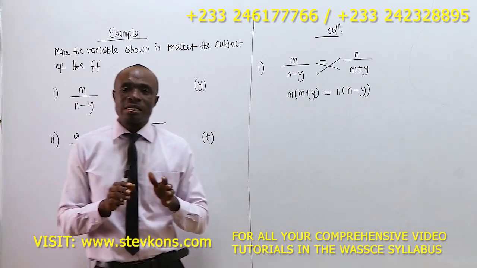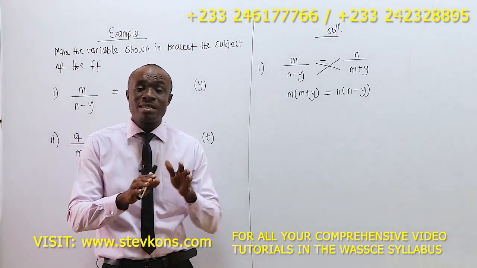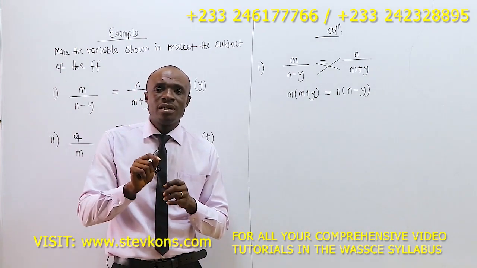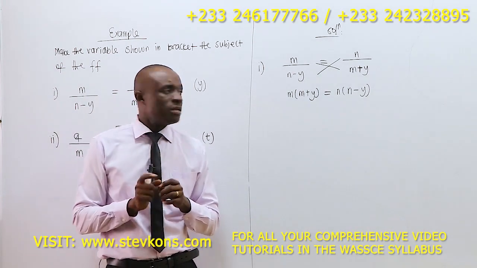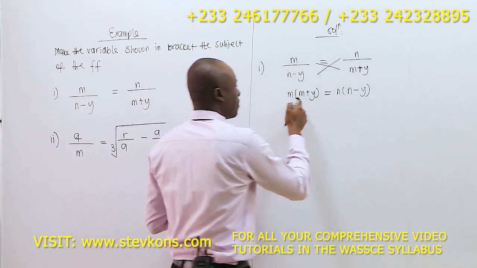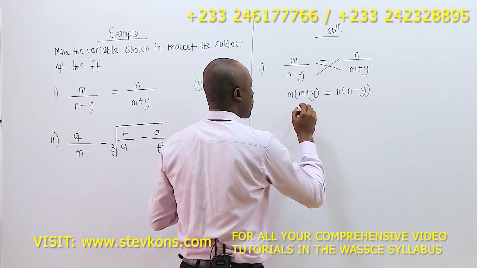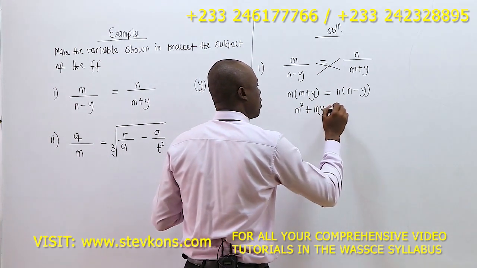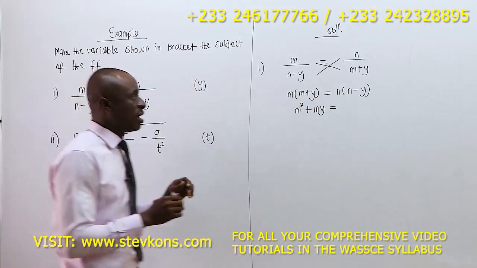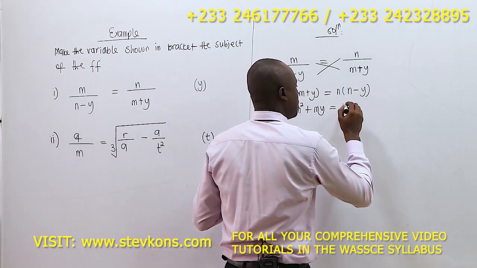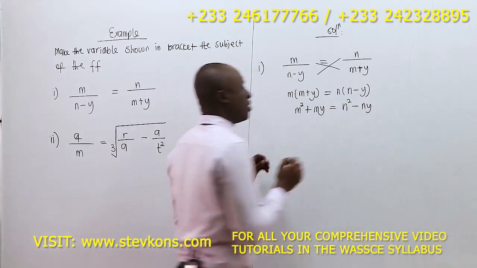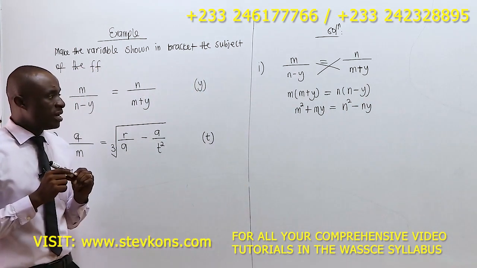We want to make y the subject, but this y that we want to make the subject is in a bracket. What do we do? We expand using the distributive property. So let's expand. Now m times m, that's m squared. M times y, we have my. Now n times n, that is n squared. N times y, we have ny.